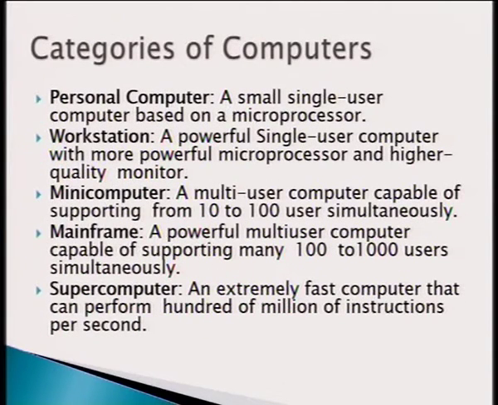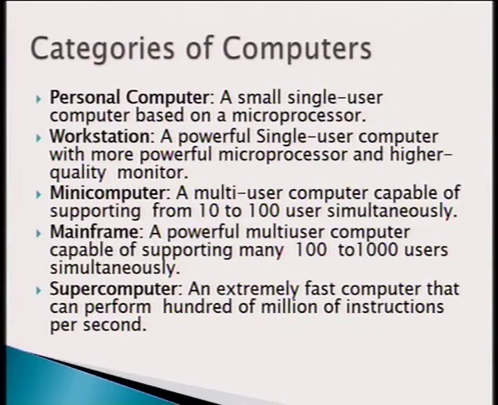Okay. Categories of computers. We've got the different types of computers, and not only that, computers fall in different categories. One of the categories is the personal computer. A personal computer is a small single-user computer based on a microprocessor. It's a computer that allows one person to work on it, so basically it doesn't have a lot of processing power. A workstation is a powerful single-user computer with a more powerful microprocessor and high-quality monitor.